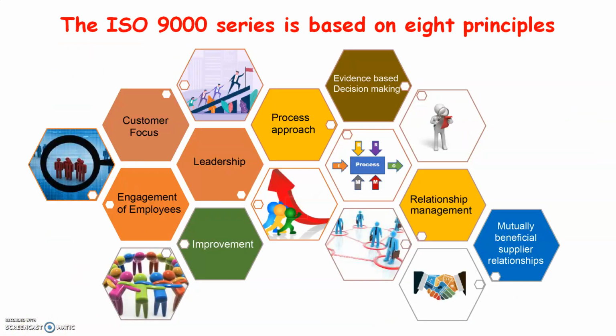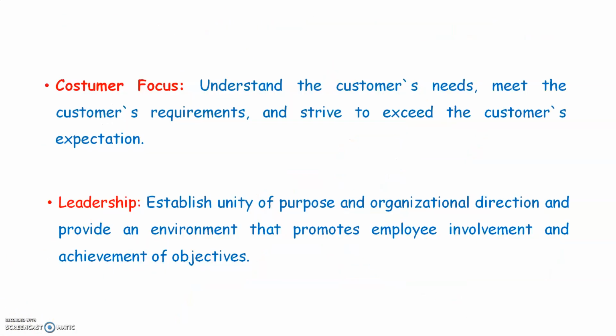Now the ISO 9000 series is based on eight principles. Those are customer focus, engagement of employees, leadership, process approach, evidence-based decision making, relationship management, mutually beneficial supplier relationships, and continual improvement. So let's discuss one by one.